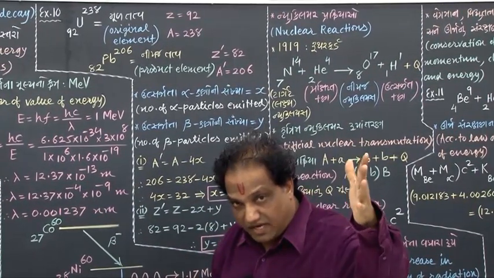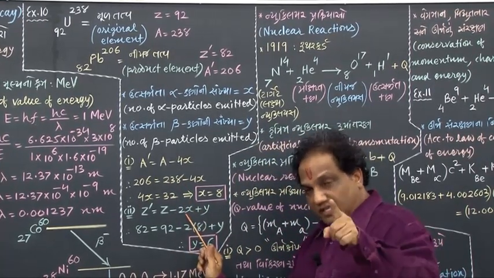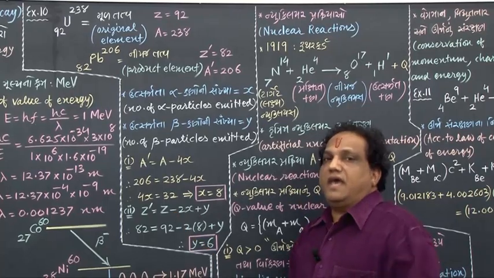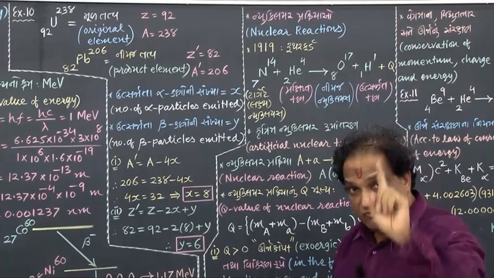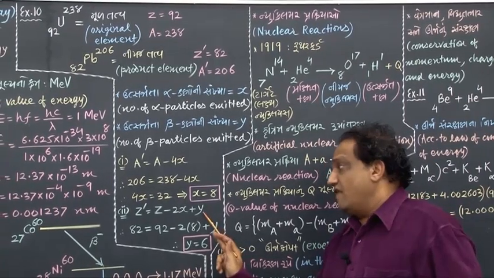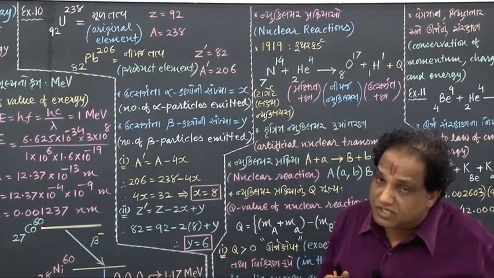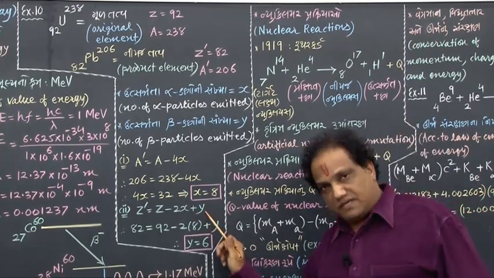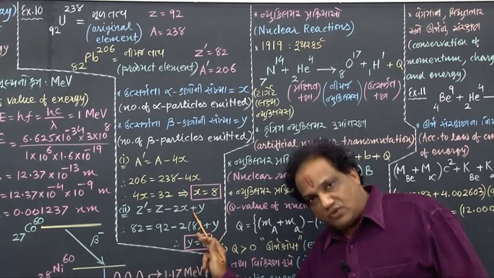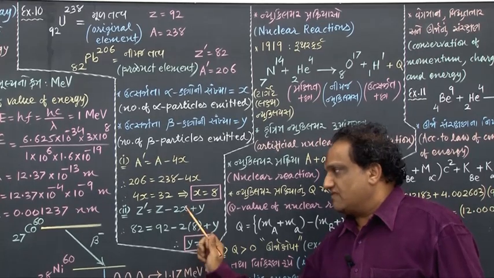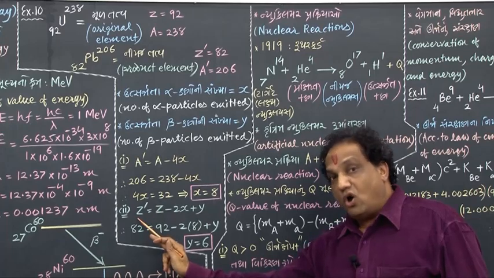If x alpha particles are emitted, then atomic number would decrease by 2x. Decreases, so I am putting a minus sign. And whenever one beta particle is emitted, atomic number increases by 1 unit. Similarly, if y beta particles are emitted, atomic number would increase by y units. That's why I am putting plus y. Atomic number decreases, then minus; increases, then plus. So when you subtract 2x from Z and add y, you will get the atomic number of the new element.